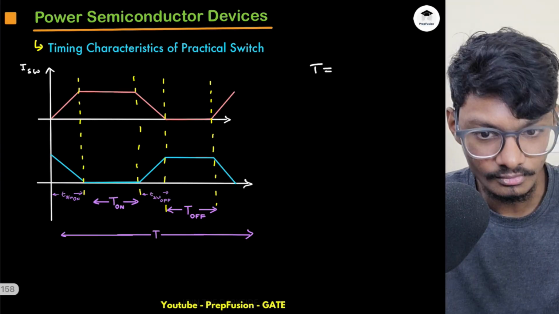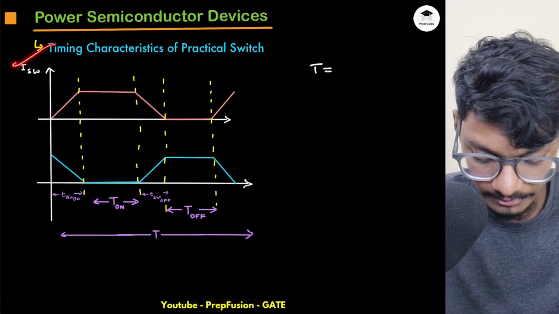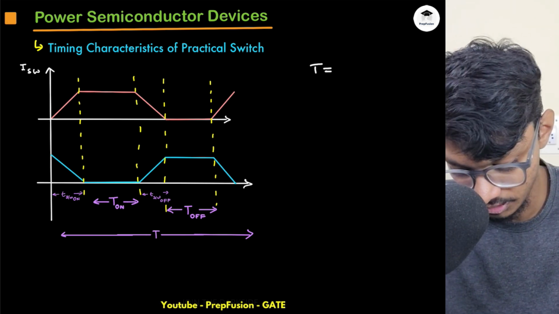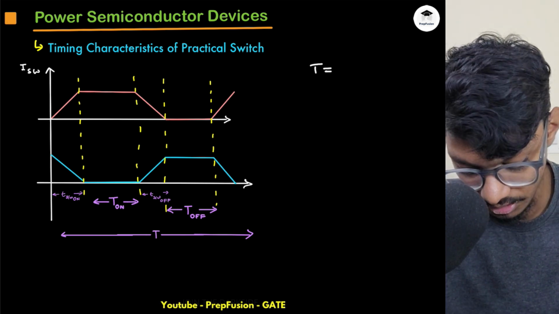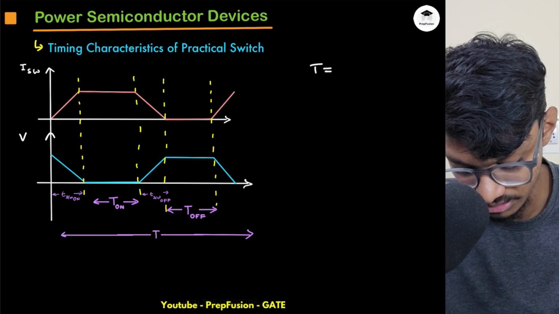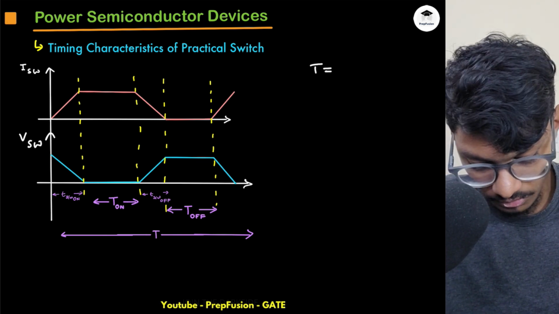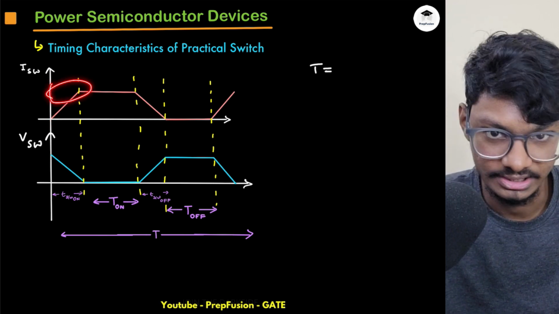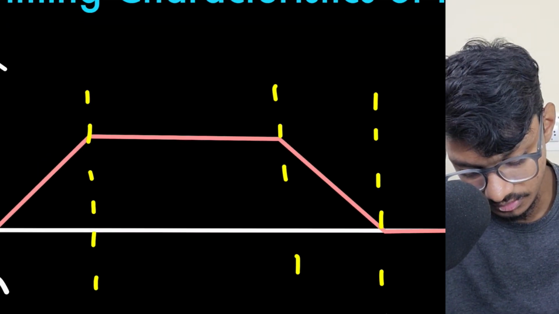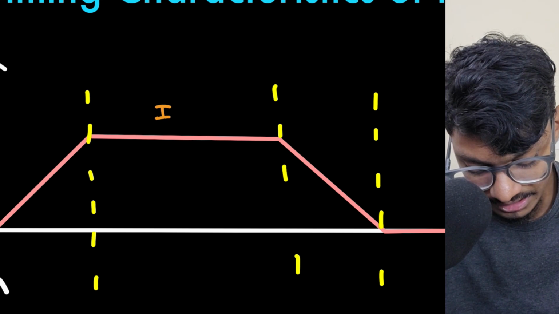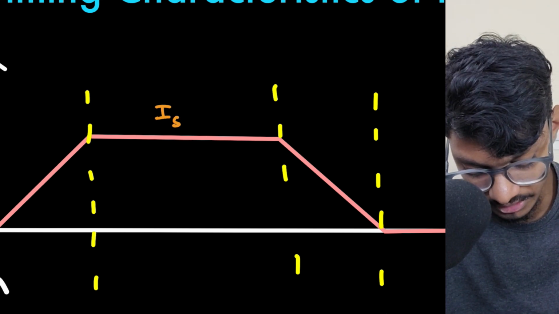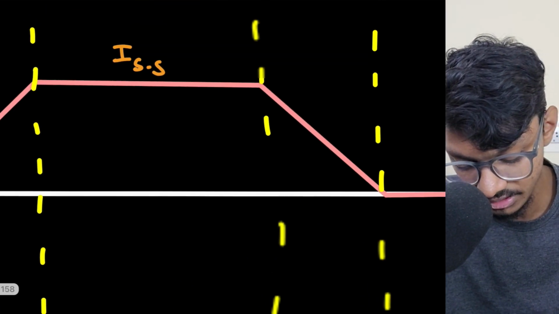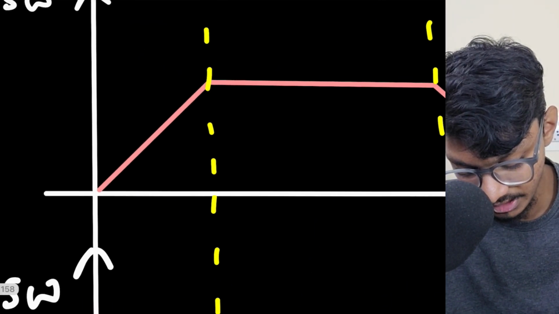Okay, so what are the timing characteristics of a practical switch? This is a very good thing to note here, so pay close attention to this. I can observe that this is my steady state I switch current, my I steady state. It is not instantly reaching that steady state value, right? It is taking some time to reach it. Let's say this is the Vs by R current.